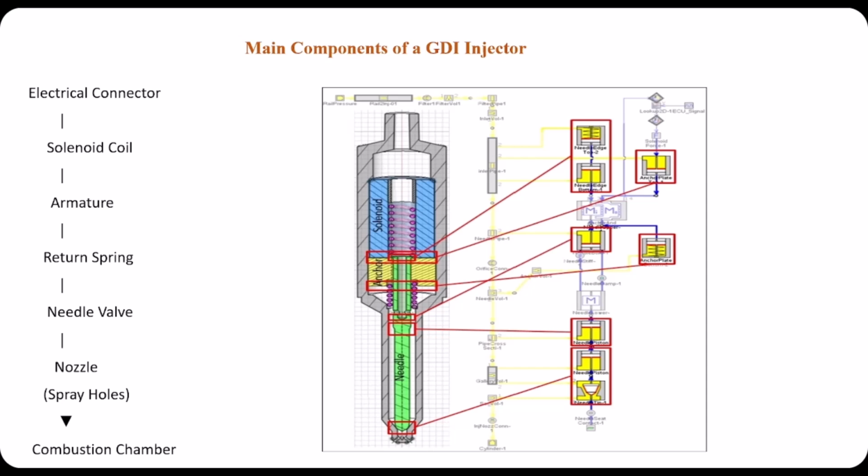Actually, the main components of a GDI injector are, at first, the electrical connector, solenoid coil, armature, needle valve, injector needle, return spring, injector body, fuel inlet, nozzle, sealing ring.